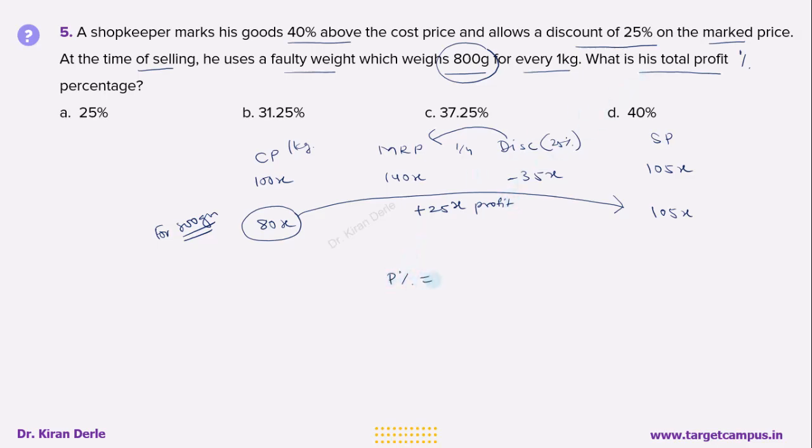Profit percent is equal to the value of profit upon cost price into 100. The x will get cancelled out, 25 upon 80 into 100, which gives 500 by 16, and that is 31 point something. Our answer is this, right?